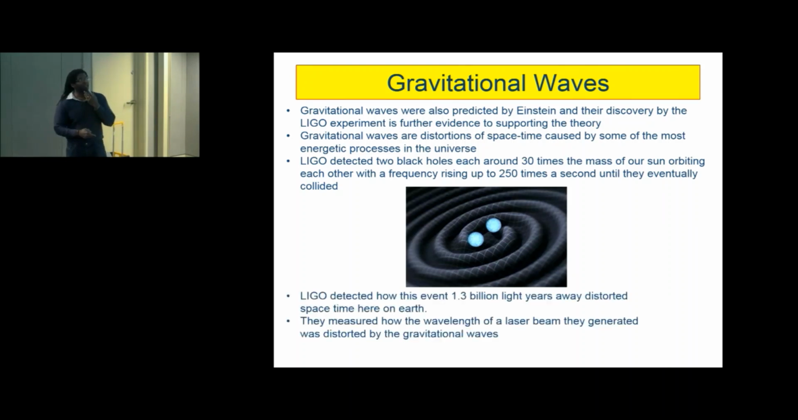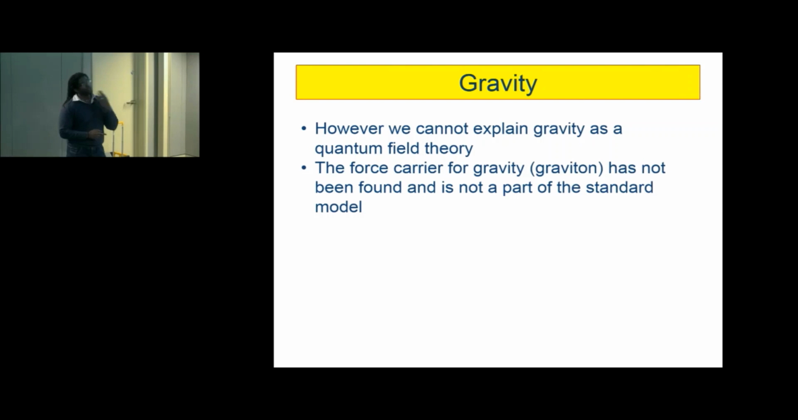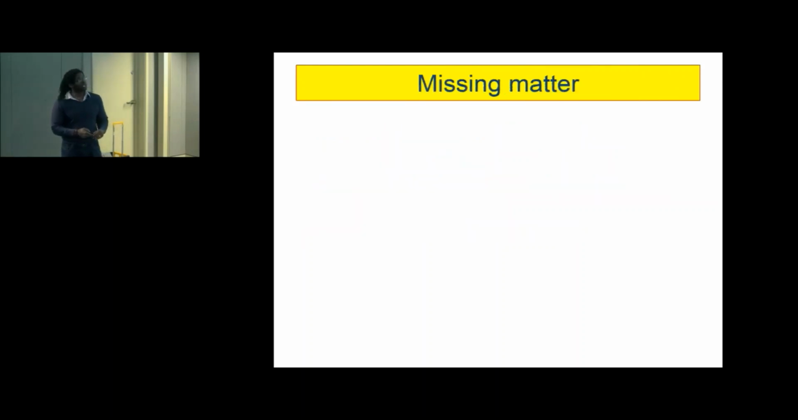Okay, I really need to finish because I'm overrunning. So, we can't explain gravity as a quantum field theory. It's a big hole in the standard model. The problem lies in the standard model, so that's what we're trying to correct. The graviton hasn't been found. We know so much, but yet so little.